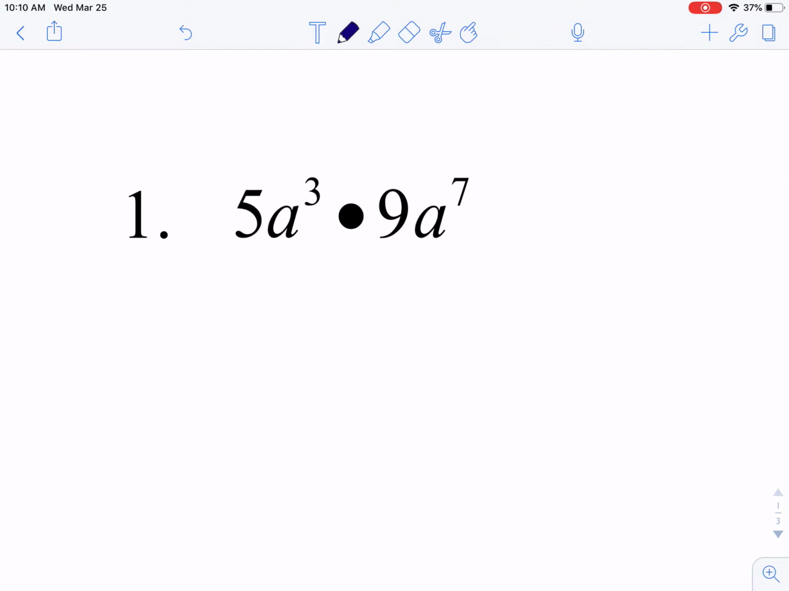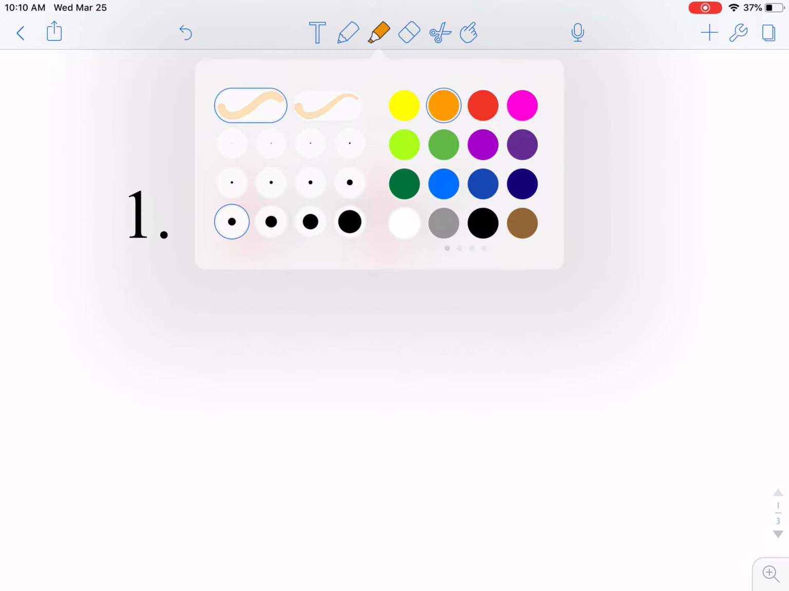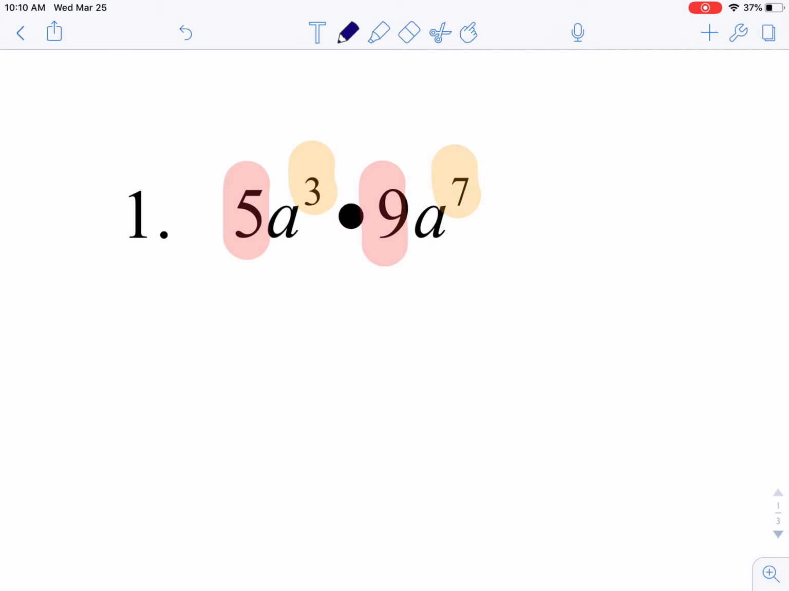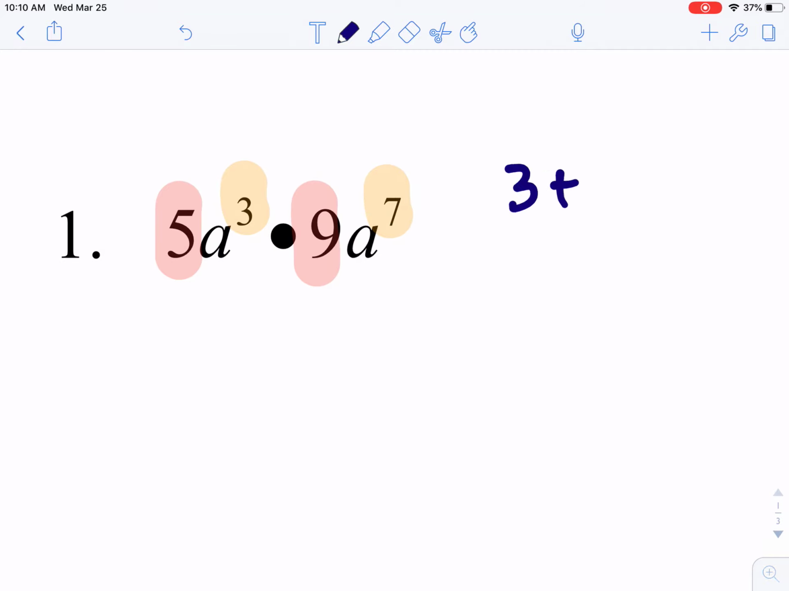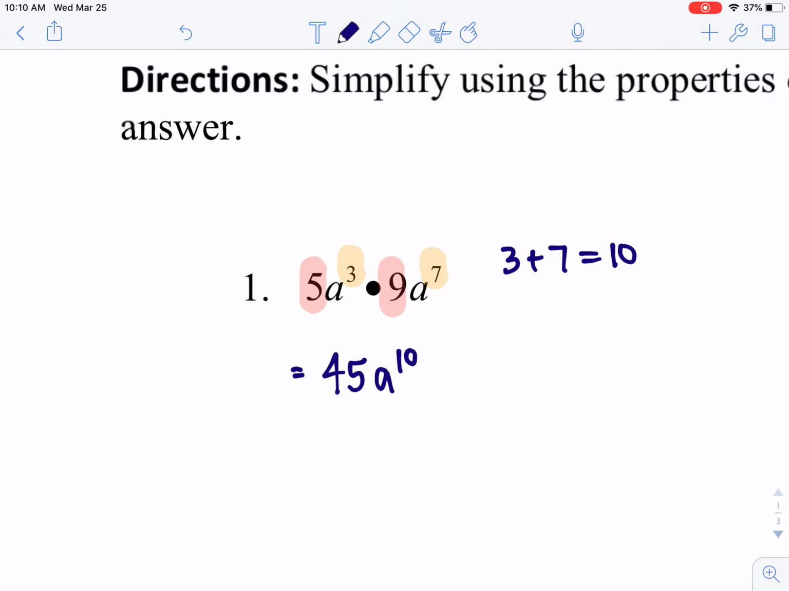So for the first one, we see that they're being multiplied, so we're going to multiply our numbers, but then add our exponents. So we have 45a to the 10th power.